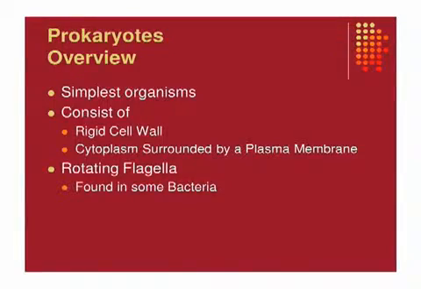Okay, for a prokaryotic overview, they are the simplest organisms. They contain a rigid cell wall and have a cytoplasm surrounded by a plasma membrane. They also have rotating flagella. This is found in some bacteria, not all.